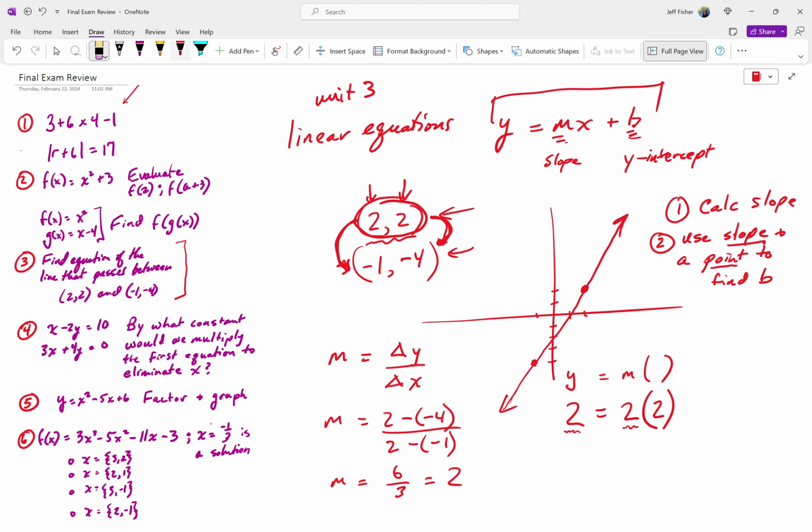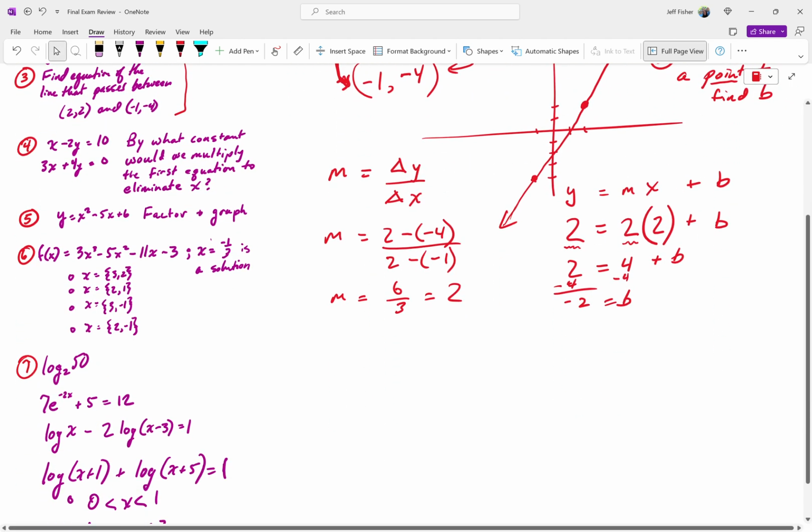Oops, I meant to say this is an x. mx value plus b. Well, that's the one thing that we still don't know. So that's what we have to find. So 2 equals 4 plus b. Subtract 4 from both sides. And we get -2 equals b.